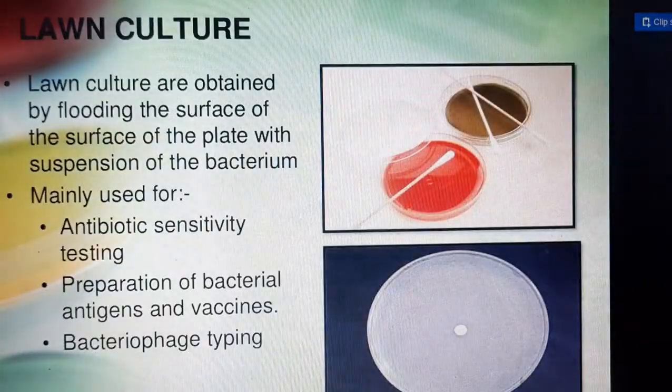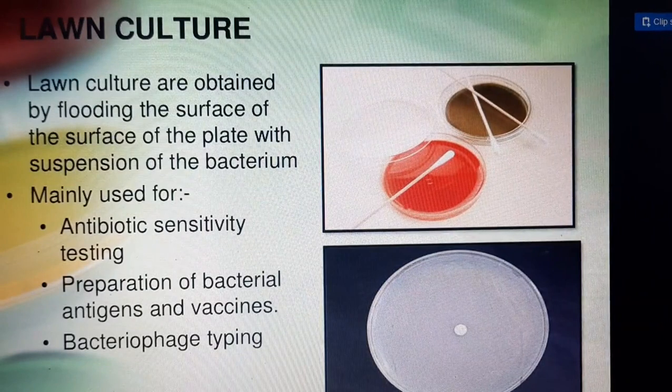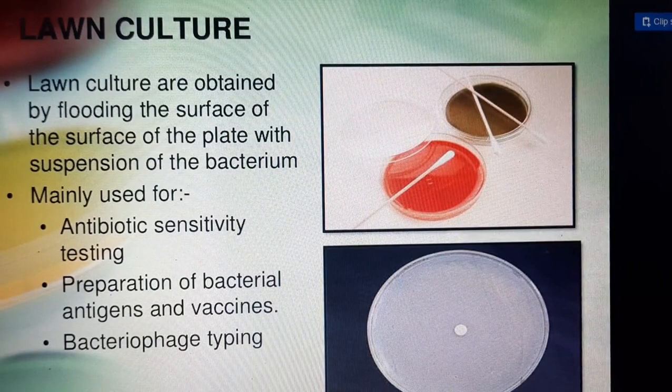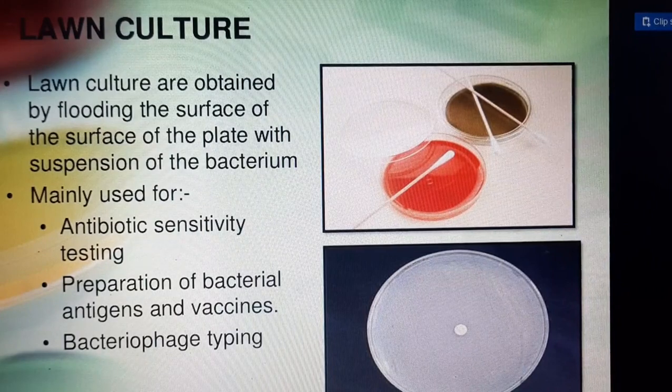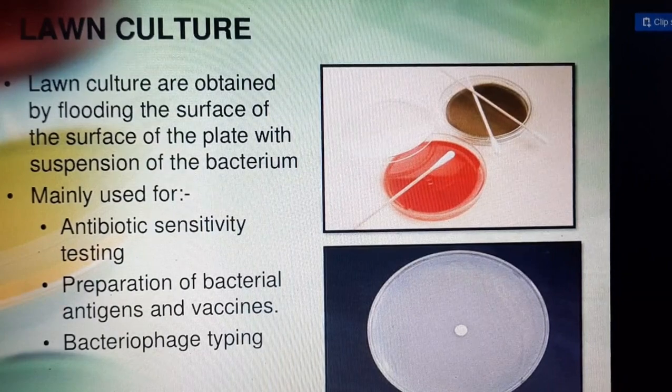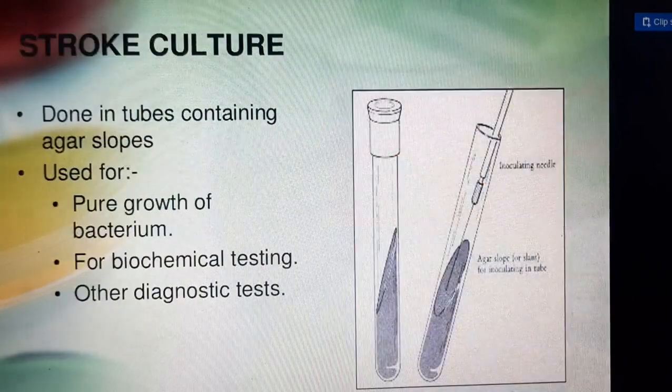Then lawn culture. This type of culture method is employed in antibiotic sensitivity testing and in bacteriophage typing. Lawn cultures are obtained by flooding the surface of the plate with a liquid culture or suspension of bacterium. The plate is kept for a minute and then the excess material is poured off. Alternatively, the plate may be inoculated by a sterile swab soaked in the liquid bacterial culture of the specimen. The plate is then incubated at 37 degrees Celsius overnight to obtain the bacterial colonies.